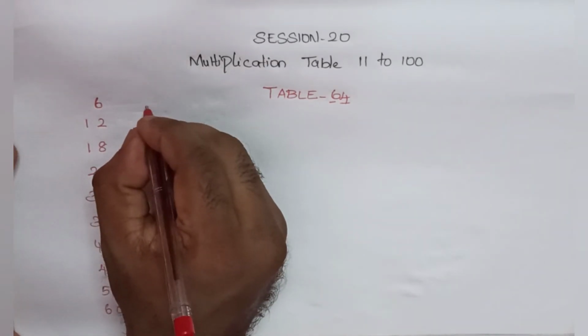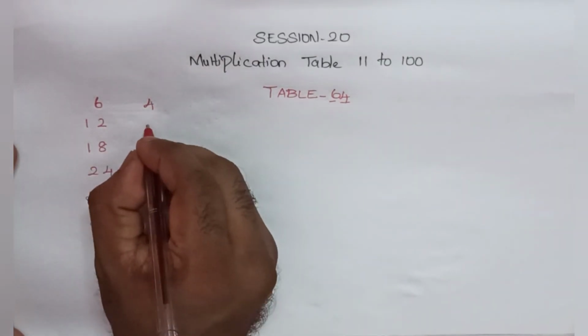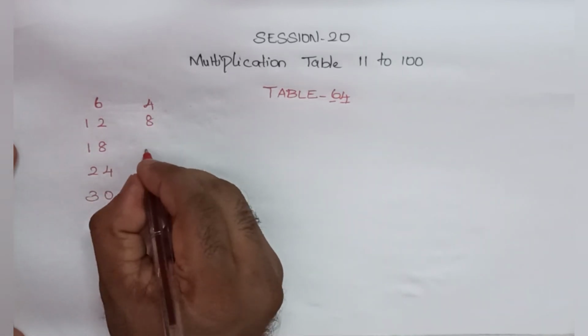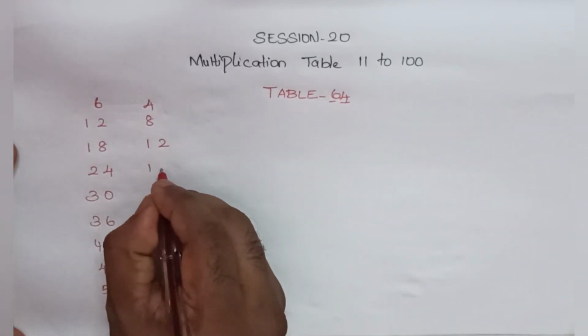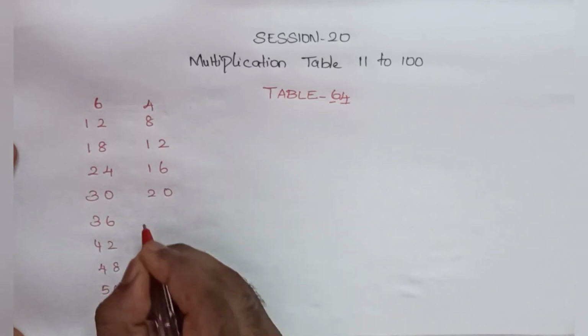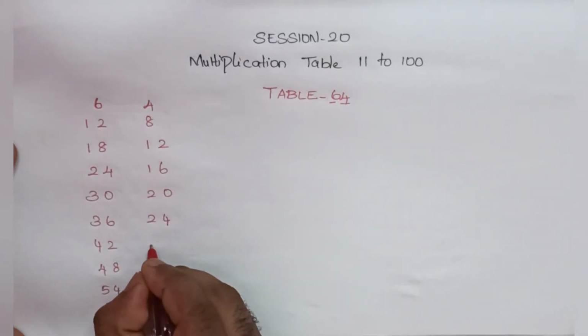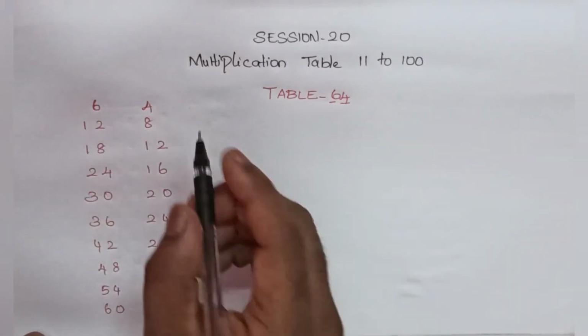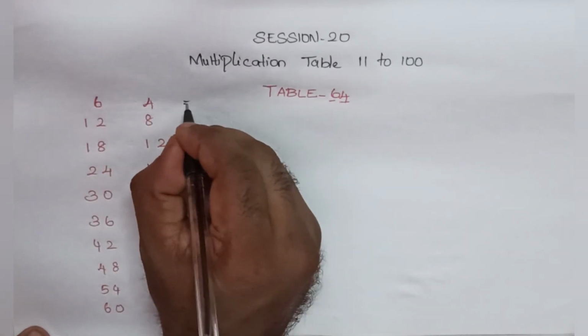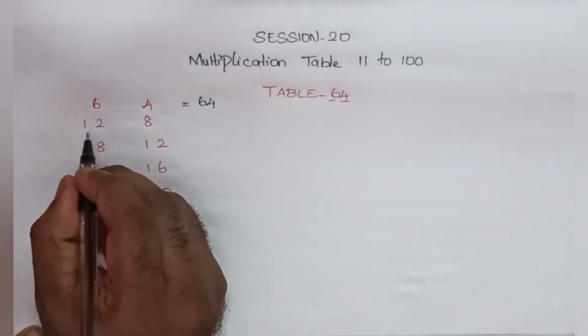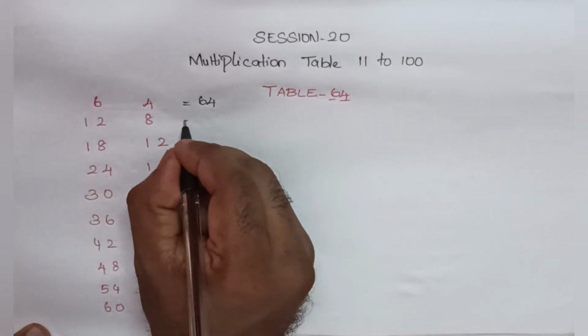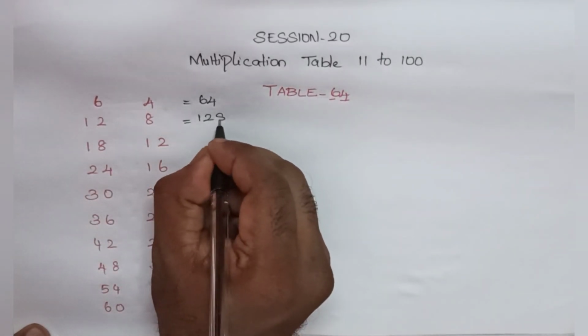Then go for the 4th table. 4, 8, 12, 16, 20, 24, 28, 32, 36, 40. Now you have to join both the digits. 6, 4. It is 64. 12, 8. It is 128.